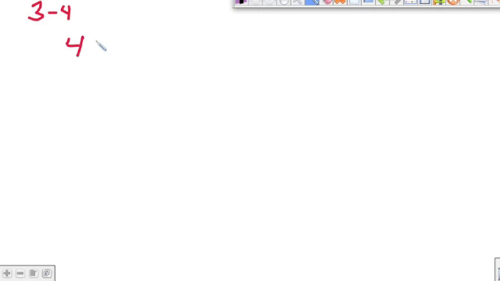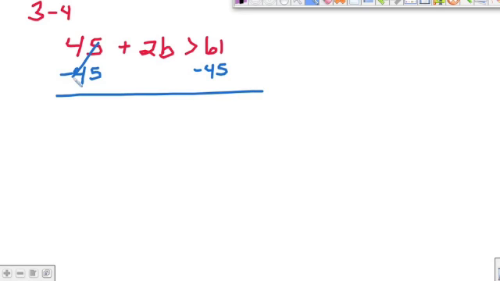We have 45 plus 2b is greater than 61. All right, so our goal is to get the variable by itself. Right now it's attached to this positive 45, so the inverse of 45 is negative 45. So I'm going to subtract 45 from both sides. The 45's cancel, leaving me with 2b greater than 16.